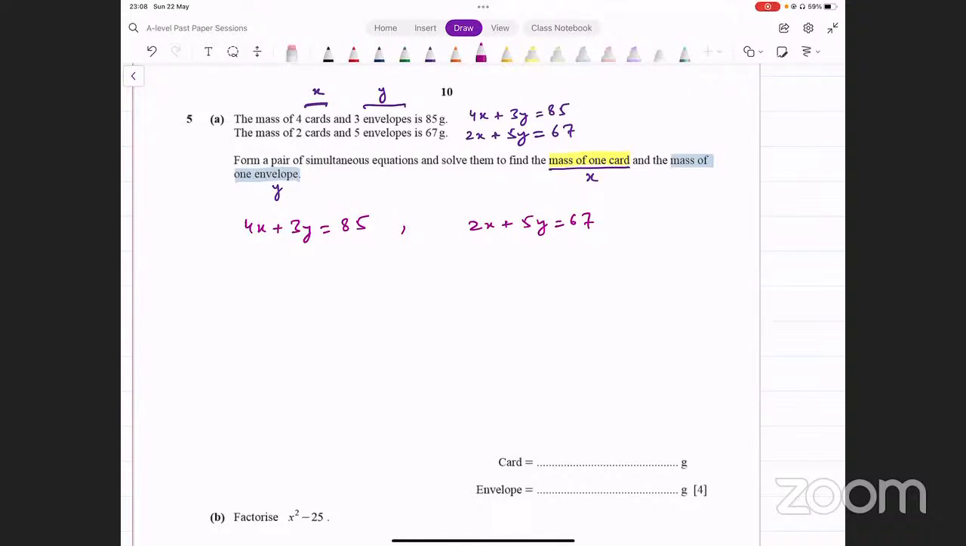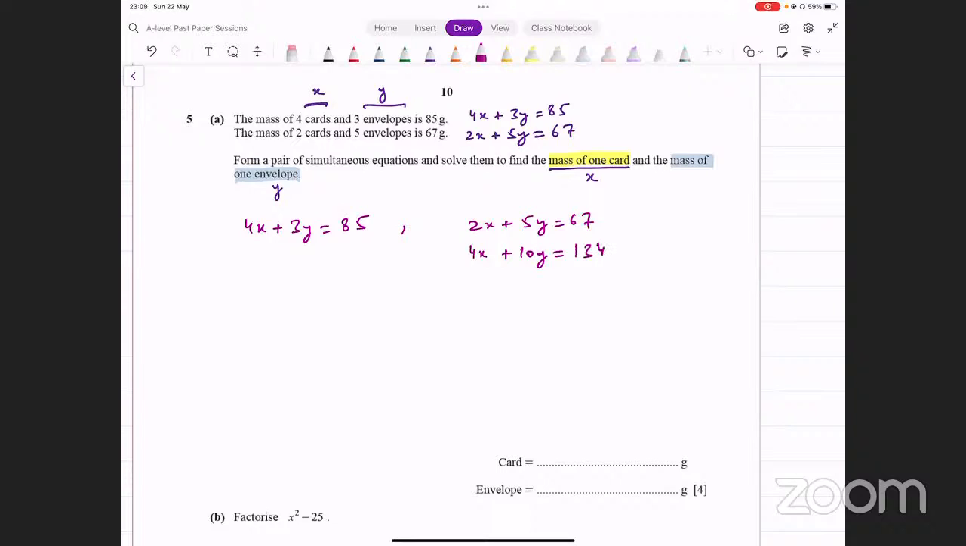Oops, sorry about that. Elimination से करने का क्या तरीका होएगा? अब देखें, this is 4x, this is 2x. What we could do here is, second equation को हम 2 से multiply कर दें, तो हमारे पास 4x आ जाएगा वहाँ पे. 4x plus 10y equals 67 times 2. What is that going to be?